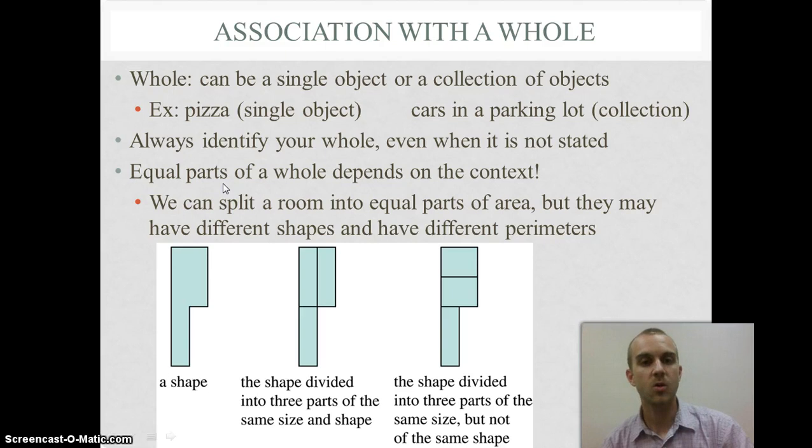And when we look at equality of the whole, we have to think about context, because our equal parts could be different depending on the type of problem we ask. Here's an example. Here's my shape. If I split it into 3 equal parts, a lot of people will split it based on this diagram, where all 3 parts look exactly the same. They have the same perimeter and same area. However, if my instructions are not clear or my context is different and I'm only looking at area, it is possible for this third shape to also be a way of equally splitting my odd shape here, because the area of all 3 parts is exactly the same.